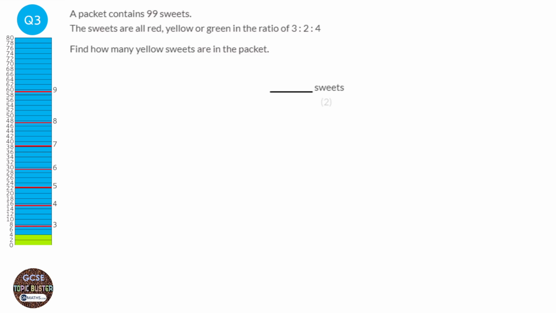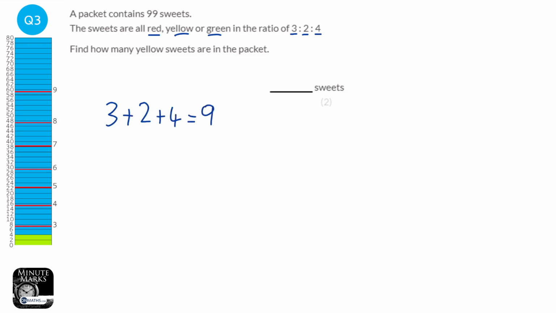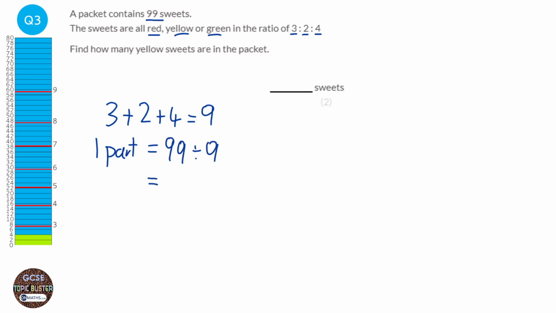So we've got to first of all work out how many parts there are altogether. We're told that the ratio of red, yellow and green is 3 to 2 to 4. So to work out how many parts there are altogether, we do 3 plus 2 plus 4, which is 9 parts. So there's 9 equal piles of sweets. Okay, but to work out what one part is worth, we're going to get the 99 sweets and divide it by the amount of piles, and that's going to be 11. So one part is worth 11 sweets.